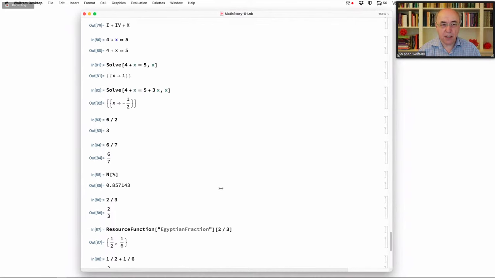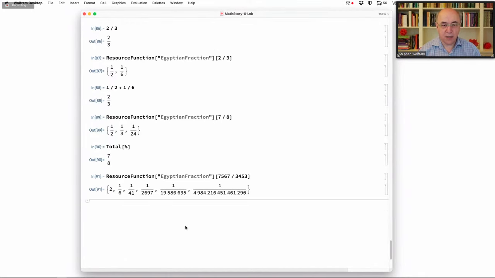The next kind of thing that happens is we get these equations. They're things like 4 plus x equals 5, solve for x. Given that we're doing that, what about other operations? What about 2 times x plus 6 equals 7? We can say solve that for x, and the answer is x equals 1/2.